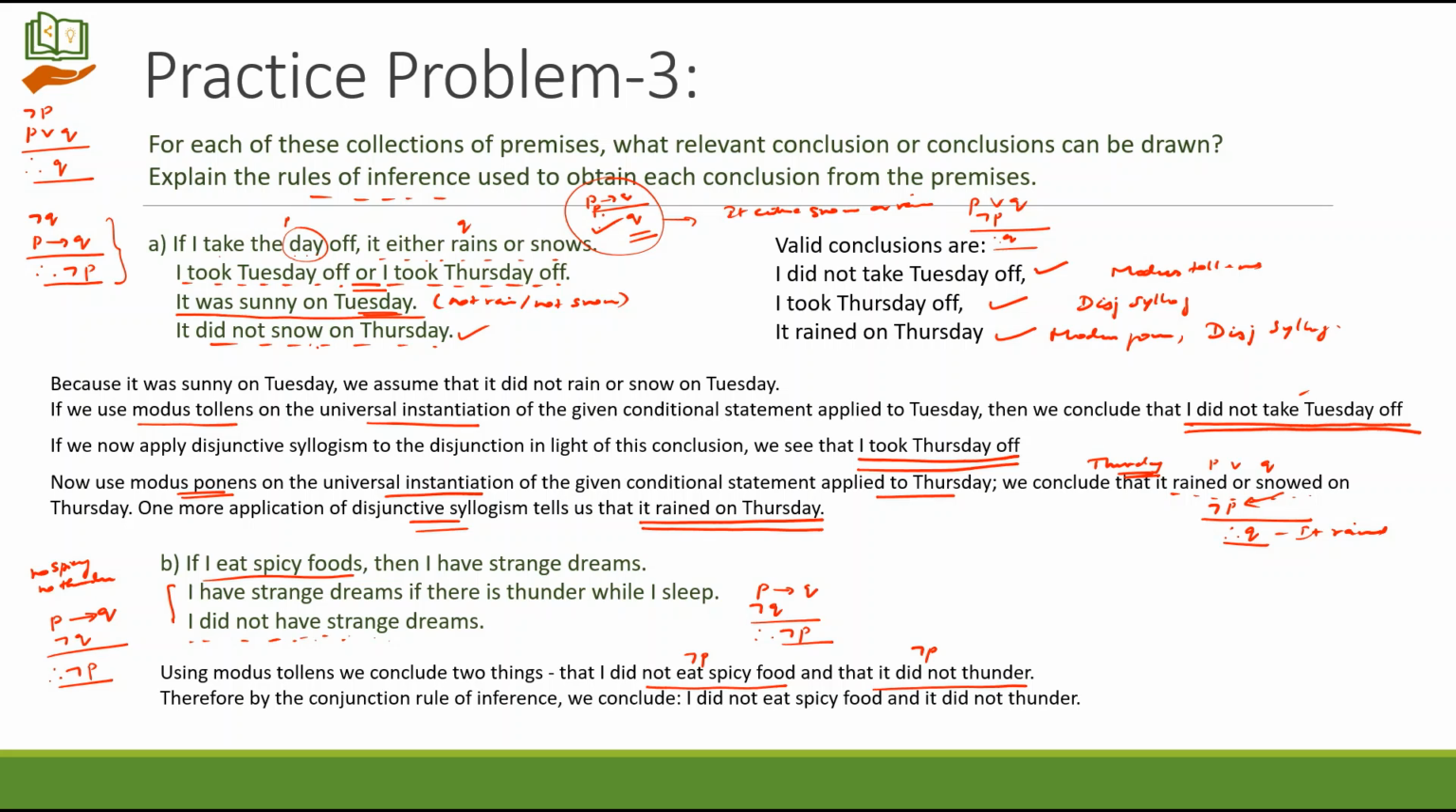Therefore, by conjunction rule of inference, this spicy food is taken as P and this it did not thunder is taken as Q. Now using conjunction rule of inference, we conclude that I did not eat spicy food and it did not thunder. I did not eat spicy food and it did not thunder is a valid conclusion.